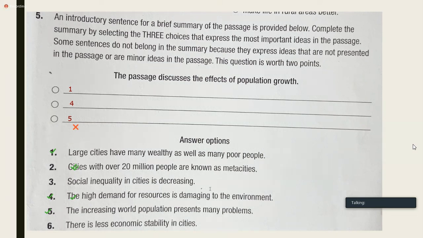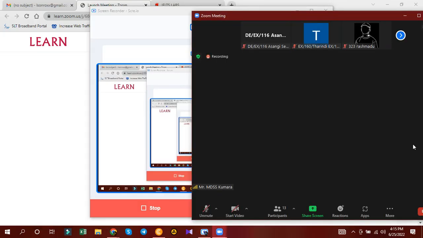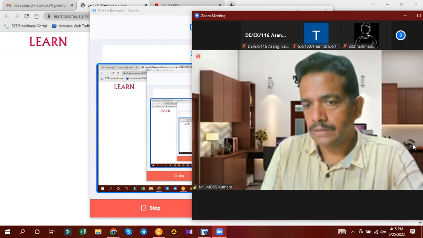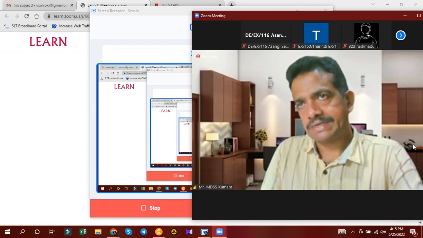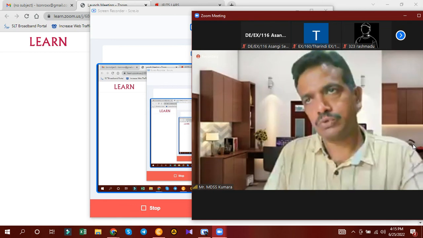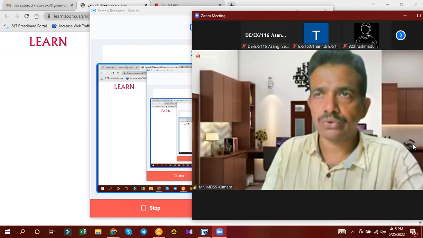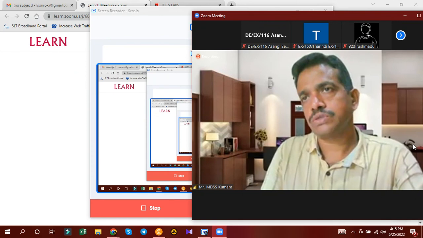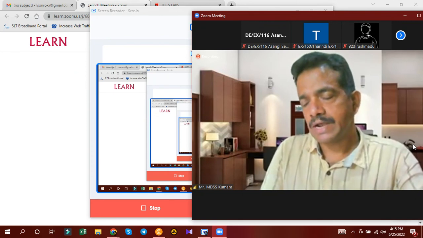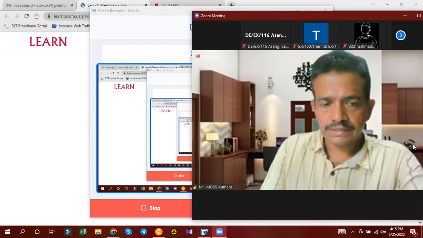Last one is wrong because there is less economic stability in cities. That is wrong. There's something positive about cities overall. Cities, this is regarding big cities. Economy in cities are stable. So that's what overall like these sociologists and anthropologists say. Okay, those are the answers.